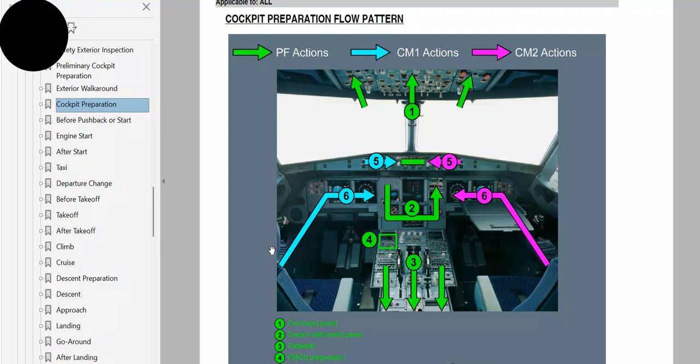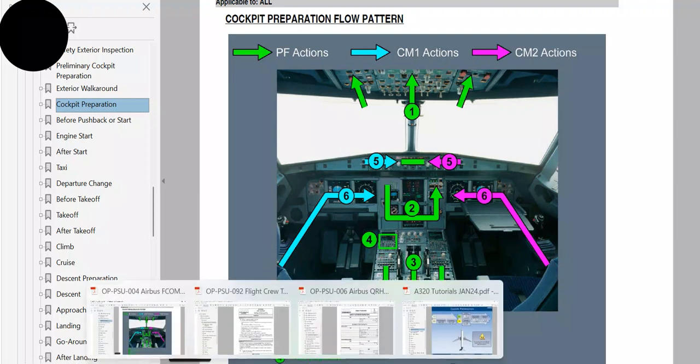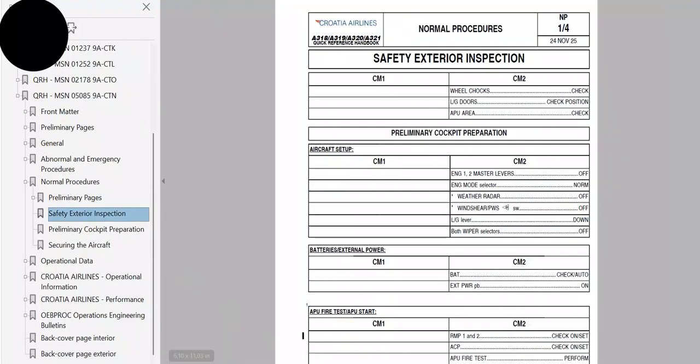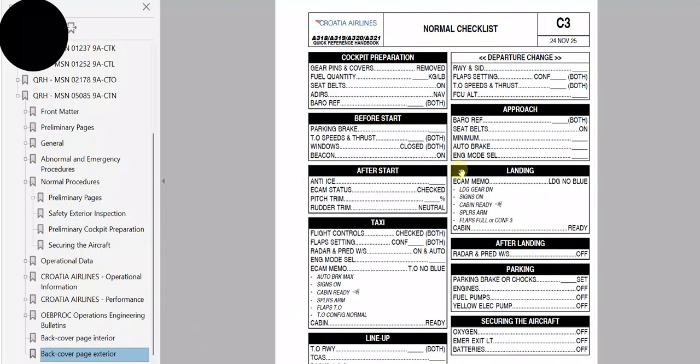To check that we did everything correctly, we need to use the checklists. So now we will speak a little bit about the normal checklists, and I say again, normal checklist. Where can you find a checklist? You can find it at the back cover page of the QRH.